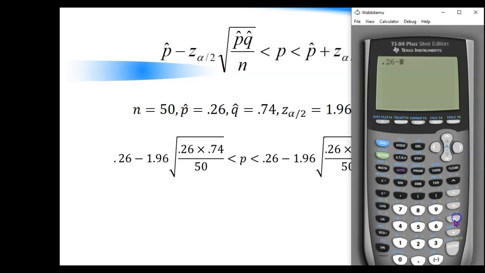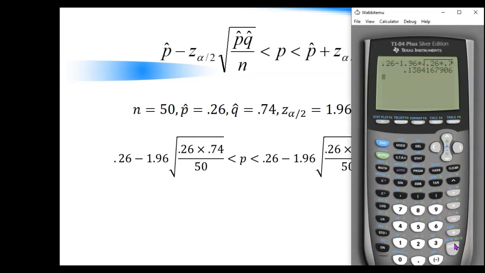0.26 minus 1.96 times the square root of 0.26 times 0.74 divided by 50. Notice that's all under the square root sign. Some calculators, when you push the square root button, stick in a parenthesis. Some don't do anything, and if yours doesn't do anything, make sure you put parentheses around this whole expression so that you're taking the square root not just of the 0.26, but of the whole 0.26 times 0.74 over 50.